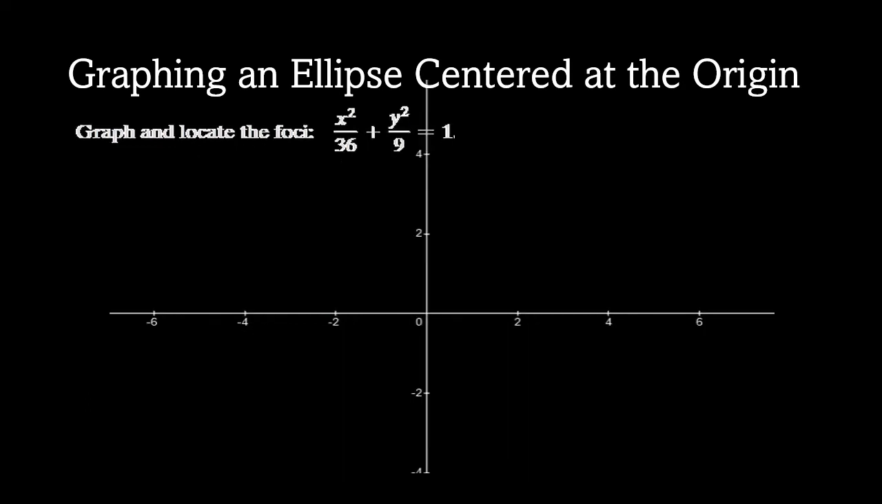Another example, I notice the quantity under x squared is greater than the quantity under y squared. Therefore, my a squared is greater than b squared, so here we have another horizontal ellipse. Therefore, my vertices and foci are going to be on the x-axis. So the coordinates of the vertices, plus or minus a, are going to be on the x-axis, and also my foci are going to be on the x-axis. So let's find the coordinates of a and the coordinates of b.